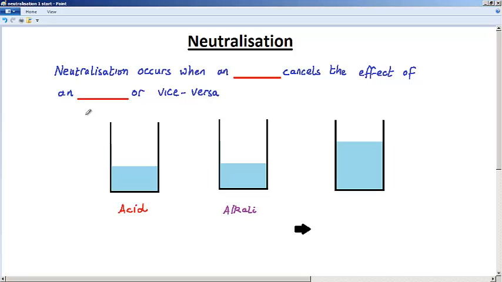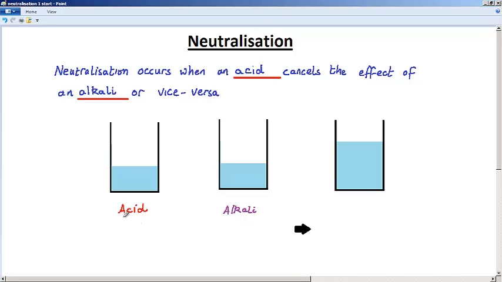In this lesson we're going to look at neutralization. Now, neutralization occurs when an acid cancels the effect of an alkali, or vice versa. So in this diagram below we have an acid and we have an alkali.